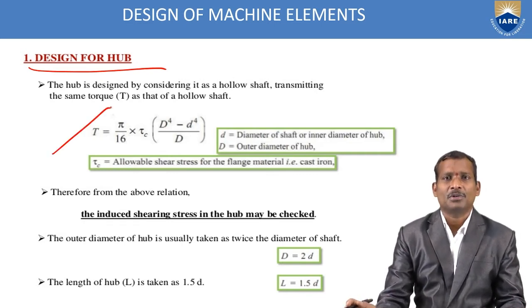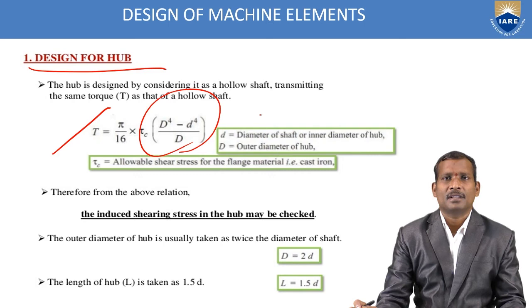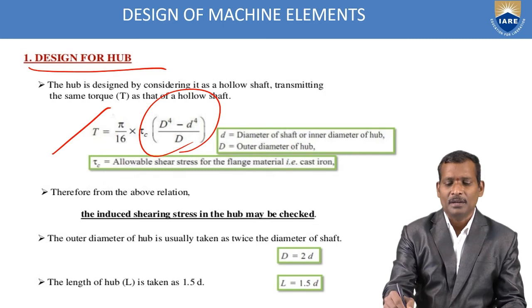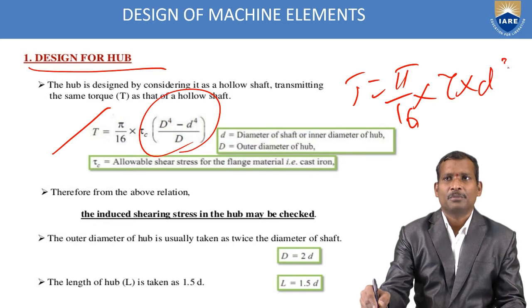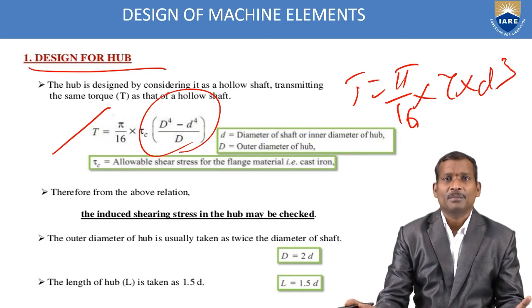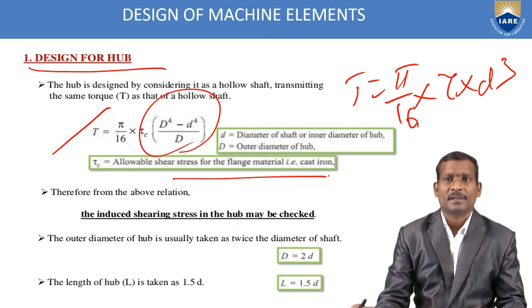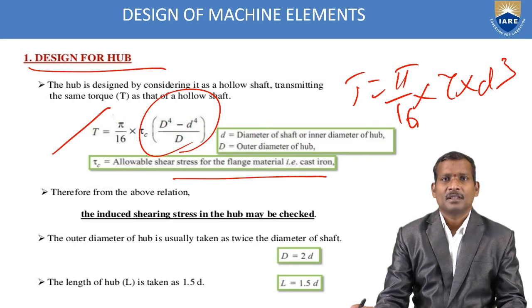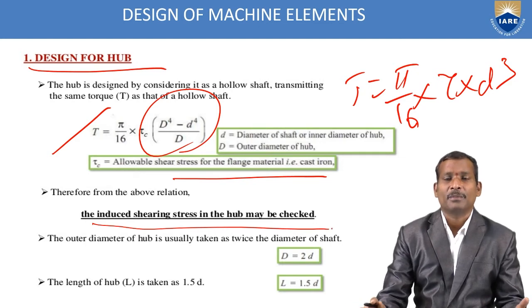The torque T is equal to pi by 16 into tau C into (D to the power 4 minus small d to the power 4) by capital D. In case of the solid shaft, you can take directly pi by 16 into tau into D cube. But the hub is considered as a hollow shaft. Here tau C is the allowable shear stress for the flange material, that is cast iron. Therefore, from the above relation, the induced shearing stress in the hub may be checked.